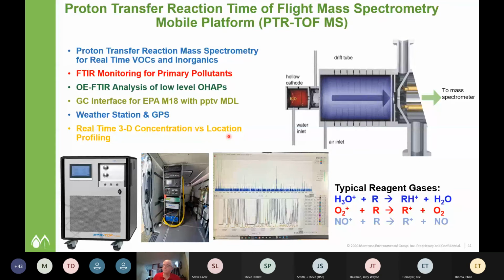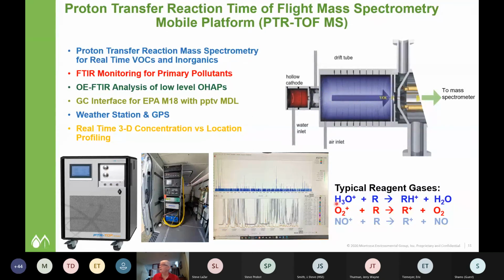And then also in this vehicle, we have a rack system that we can deploy regular FTIRs, optically enhanced FTIRs, TDL systems, cavity ring downs, whatever we want to put in the rack system, depending on what we're looking at. So this is kind of a nice little schematic or a little animation of what's going on in the PTR and what makes this really happen.